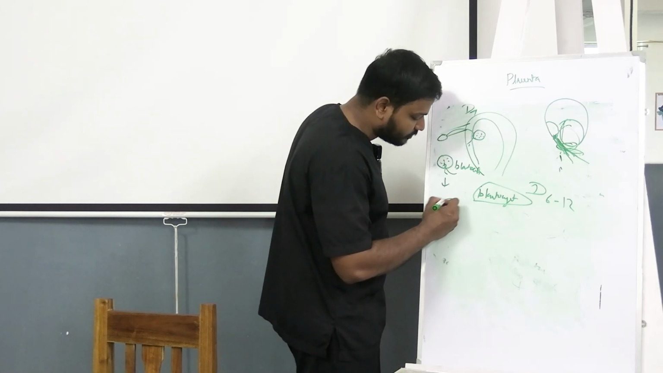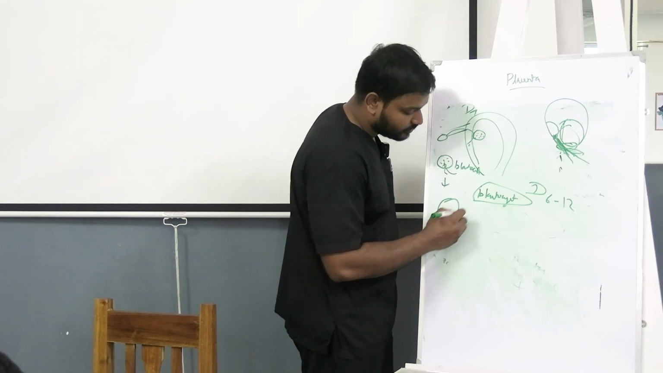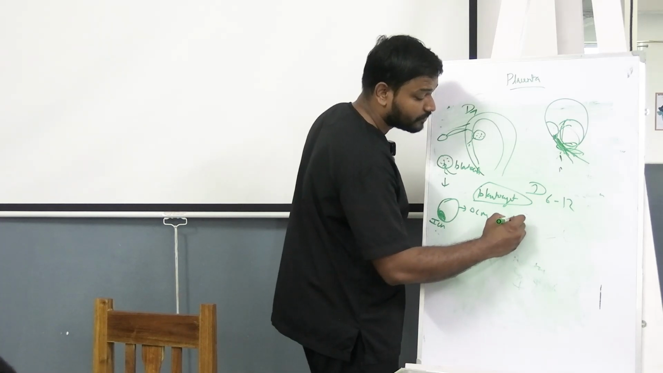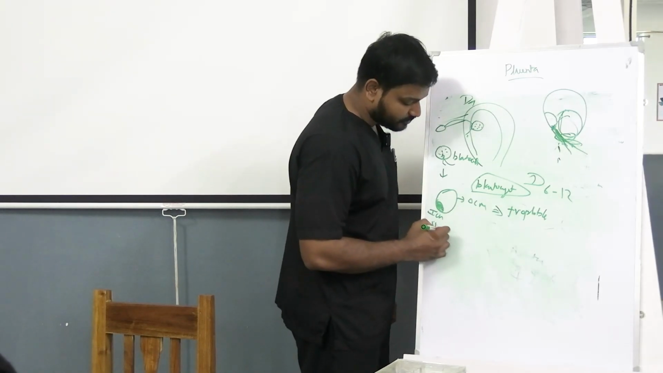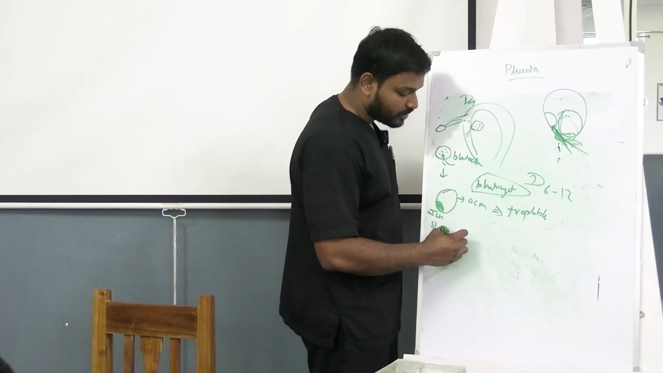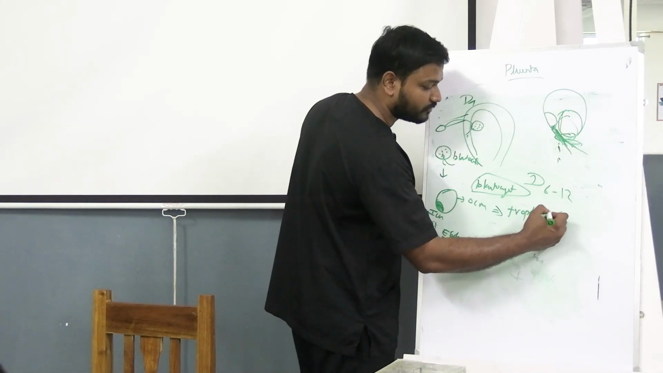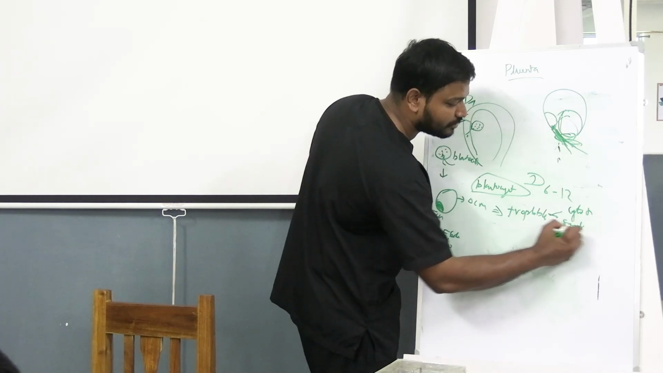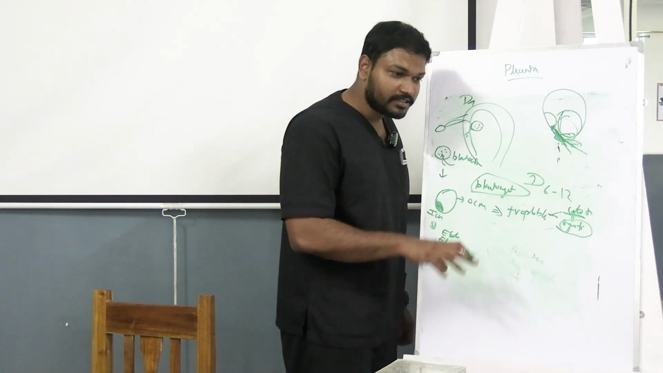The blastocyst has an inner cell mass and an outer cell mass. This outer cell mass will form the trophoblast. This inner cell mass will form the embryo proper. It will form the ectoderm, endoderm, mesoderm and all. The trophoblast is of two types: cytotrophoblast and syncytiotrophoblast. Syncytio means there is no cell wall. Cyto means there is a cell wall.